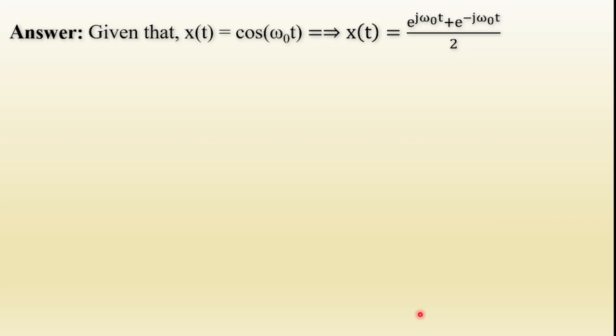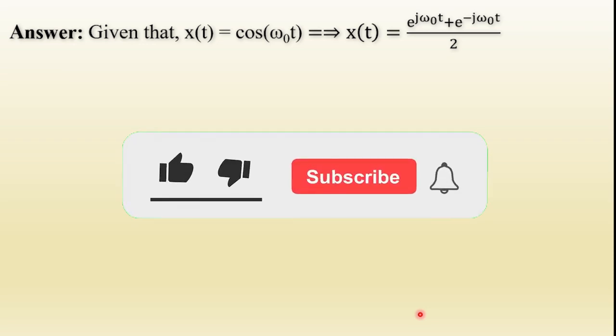Given that the signal x of t is equal to cos of omega naught t. Cos of omega naught t is written in terms of exponentials: x of t is equal to e power j omega naught t plus e power minus j omega naught t, divided by 2.